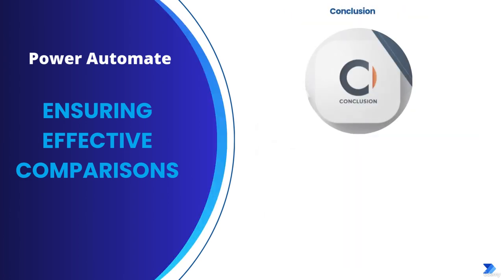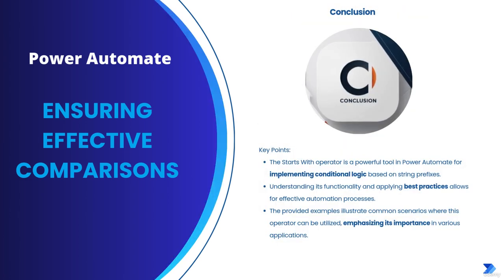Conclusion. The starts with operator is a powerful tool in Power Automate for implementing conditional logic based on string prefixes. By understanding its functionality and applying best practices, you can create effective automation processes that respond dynamically to specified conditions. The examples provided illustrate common scenarios where this operator can be effectively utilized, emphasizing its importance in various applications.